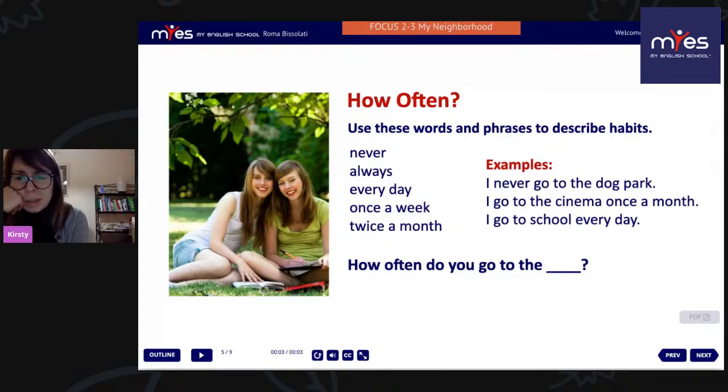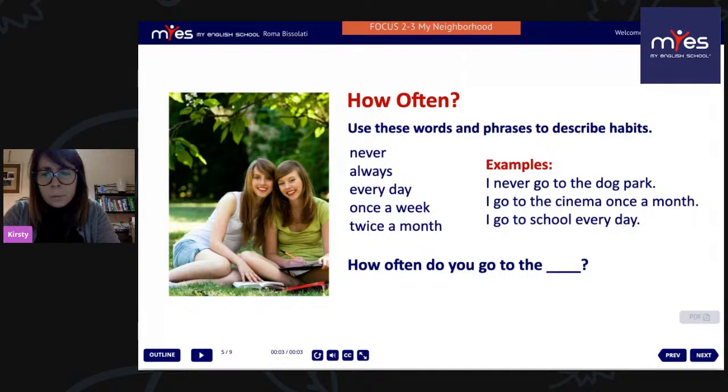Okay, my neighbors are Magdalena and Antonio. Do you like your neighbors? Are they nice? There are many services in my neighborhood. So you say there are many services in my neighborhood. For example, supermarkets, butchers, bars, pubs, shops.